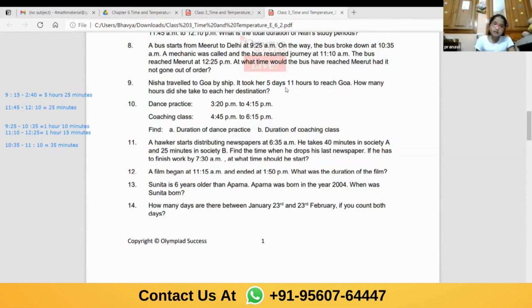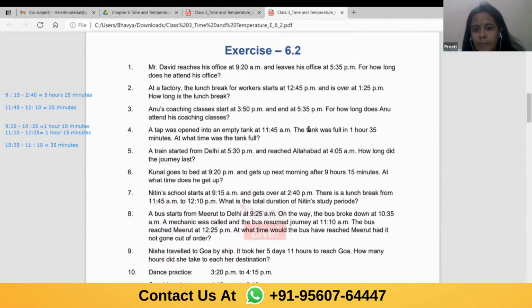35 minutes, correct? So the time gap between 5:30 p.m. and 4:05 a.m. is 10 hours and 35 minutes. See, this is what we were doing. We were calculating the time gap between 5:30 p.m. and 4:05 a.m. Okay, ma'am. Acha, so I'll go to then.